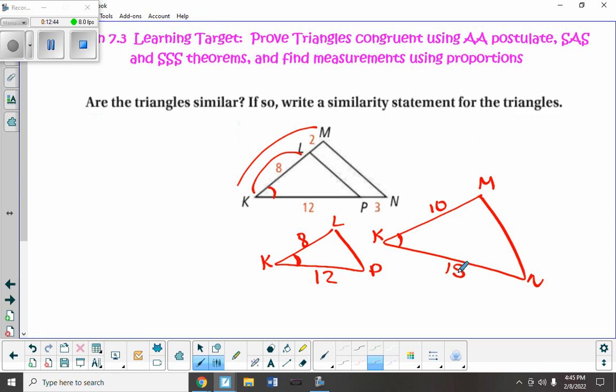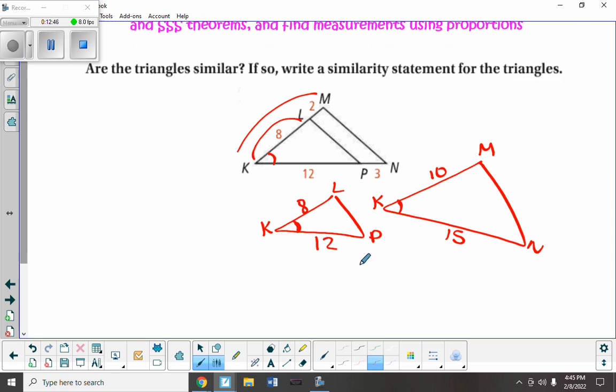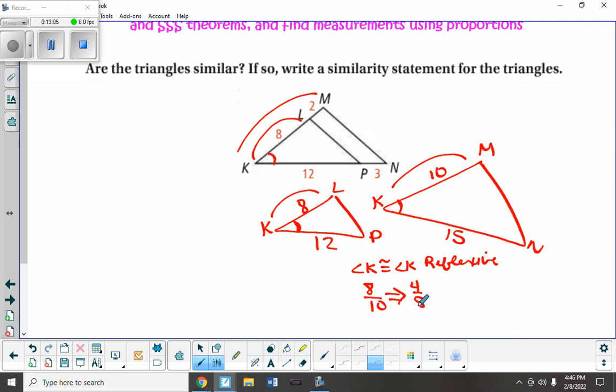So to show that they're similar, we will say angle K is congruent to angle K, and that's because of the reflexive property. It's the same angle. And now we're going to compare. The short side to the short side, or the top to the top, is 8 to 10, which reduces to 4/5. And then the longer to the longer, or the bottom to the bottom, is 12 to 15. Let's see, 3 goes into there 4 times, 3 goes into there 5 times, and that is 4/5.